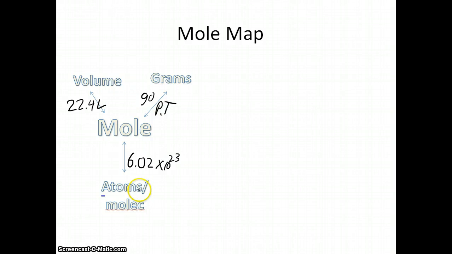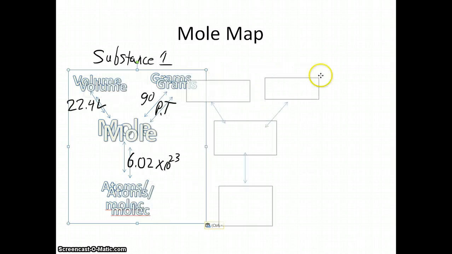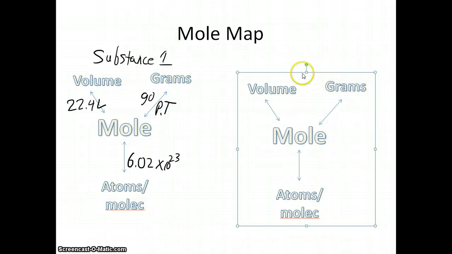Now, this works really well if we're just converting with one substance. So I'm going to label this substance 1. But if we have a problem where we need to convert from one substance to the other, we're going to need just a little bit more. So that's why we need to basically double this now. And this is our expanded mole map.